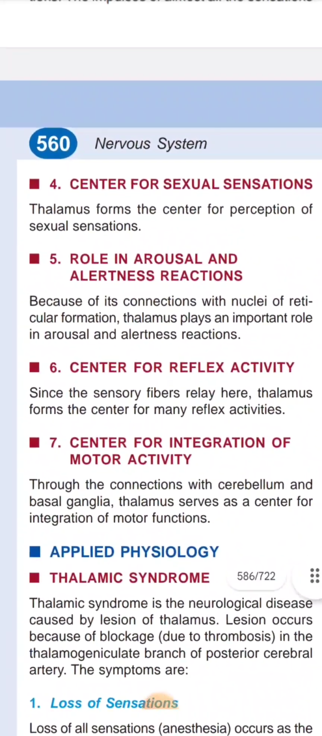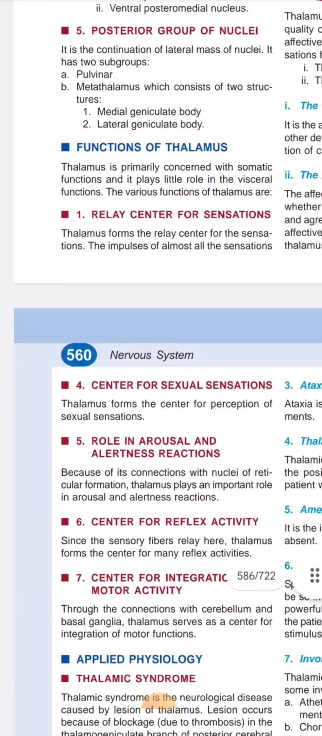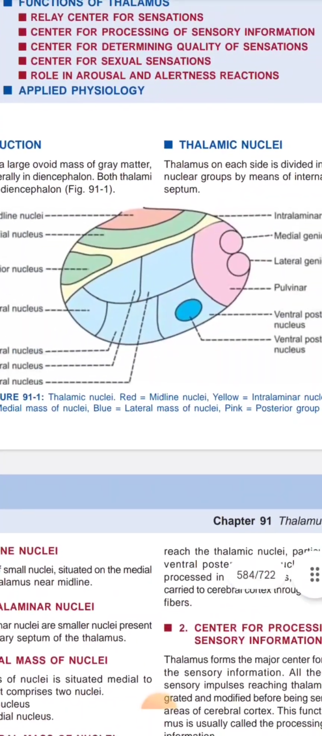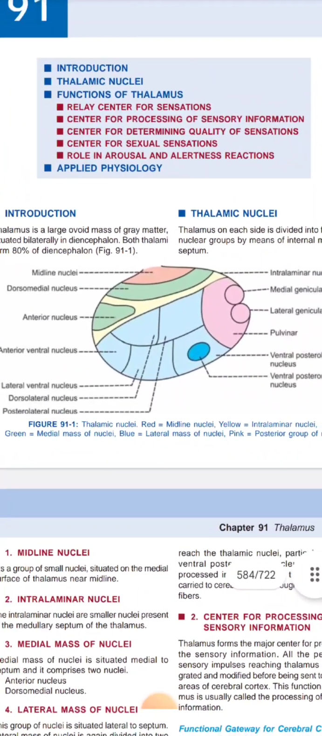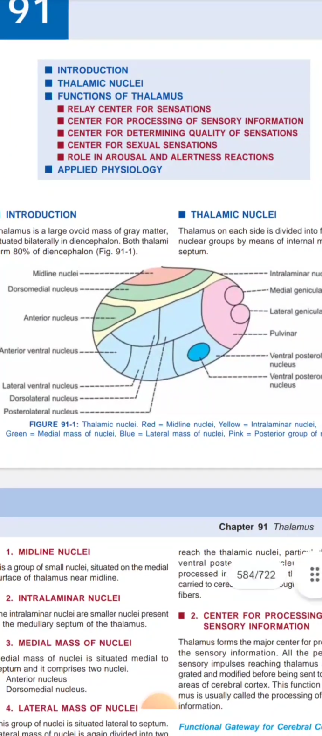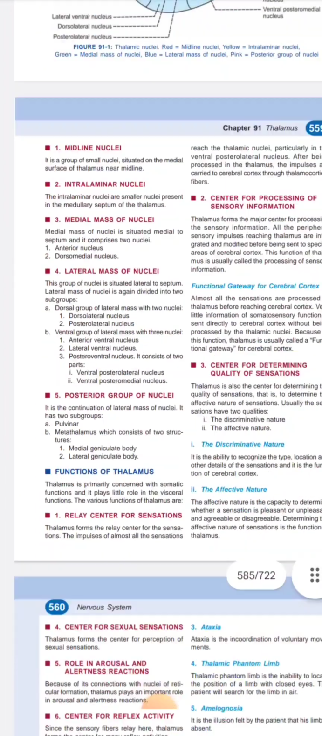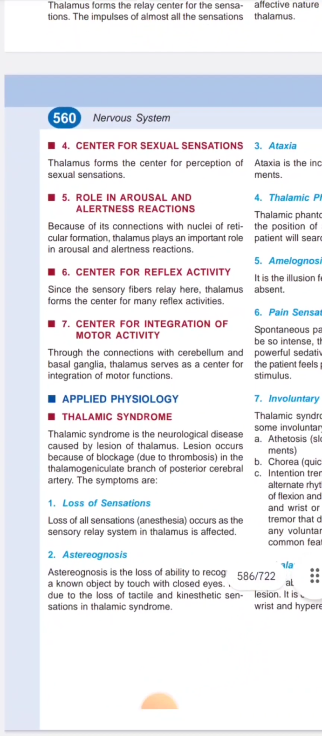So finally, thalamus is the part of the brain which is mostly present in the forebrain. Thalamus consists of thalamic nuclei. Several types of thalamic nuclei are given here. If you get the thalamus question, you have to draw this diagram. Next, you have to write the 7 functions of thalamus.